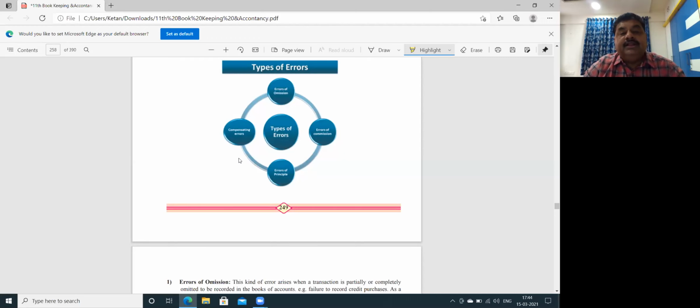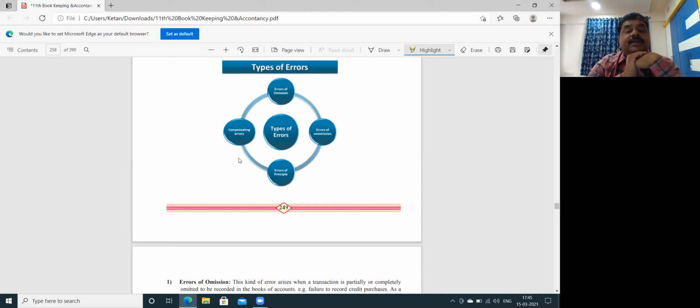For example, interest received rupees 500 is not credited to interest account. Interest account ला credit पडलंच नाही. बरोबर. Not credited to interest account. आणि सेकंडली काय दिलंय? Printing and stationery paid rupees 500 not debited to stationery account. म्हणजे झालं काय? Cash comes in 500, cash goes out 500. But both the accounts are not recorded. This is called a compensating error.